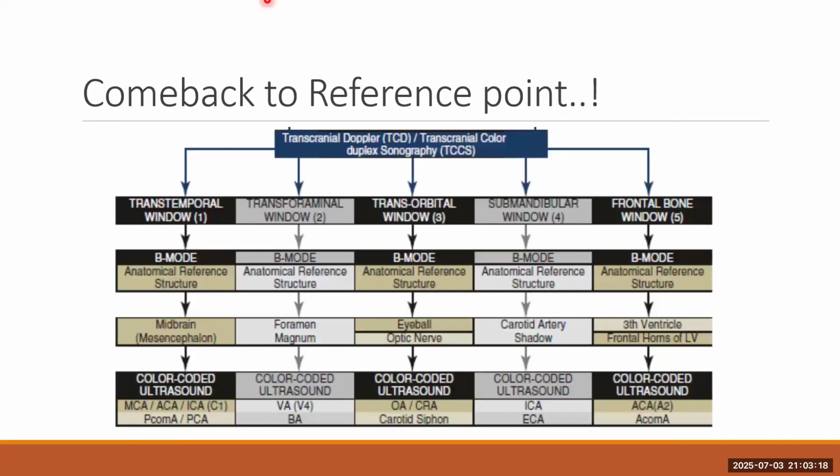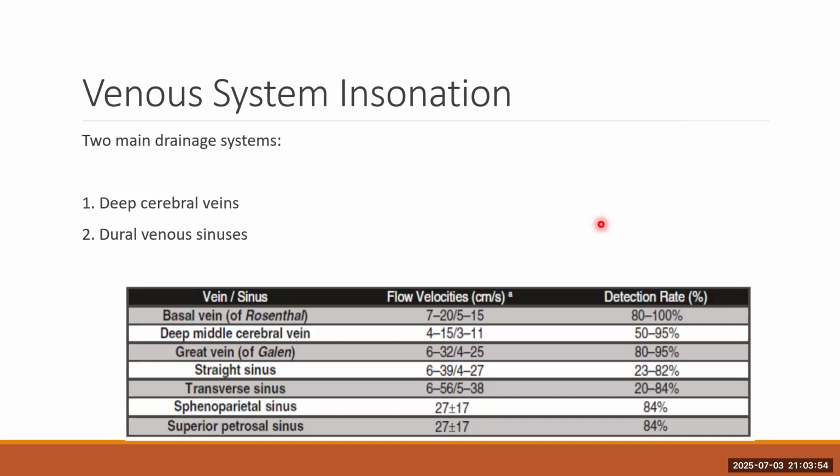So this chart is very important. For each window, there is a reference point. For the transtemporal window, our butterfly is the reference point. For the transforaminal window, the foramen magnum is the reference point. For the transorbital window, the optic nerve and the eyeball or the conal structures are the reference point. For the submandibular window, the carotid artery shadow is the reference point. Whereas for the frontal window, which is rarely used, the third ventricle and the frontal horns of the lateral ventricles would be the reference. If you're lost in any of these windows, we need to always come back to the reference point. Quickly about the venous system insonation.